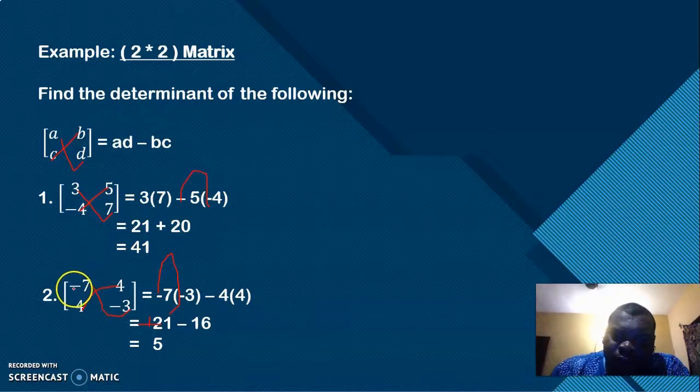Then the next one: minus 7, 4, 4, minus 3. So minus 7 times minus 3, then minus 4 times 4. So minus 7 times minus 3 gives us plus 21. Then 4 times 4 gives us 16, the negative is minus 16. So 21 minus 16 is 5.